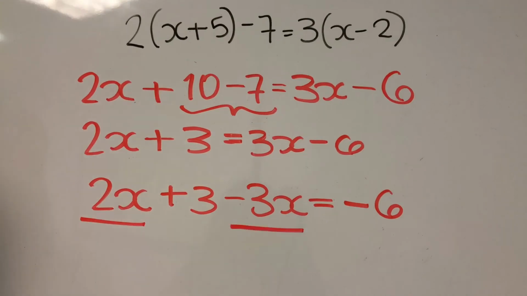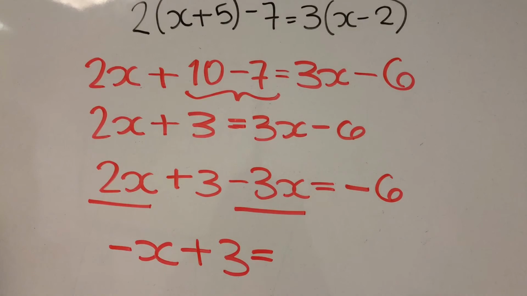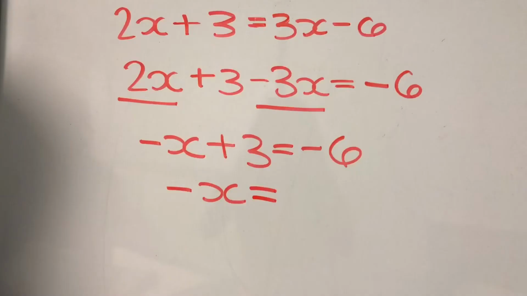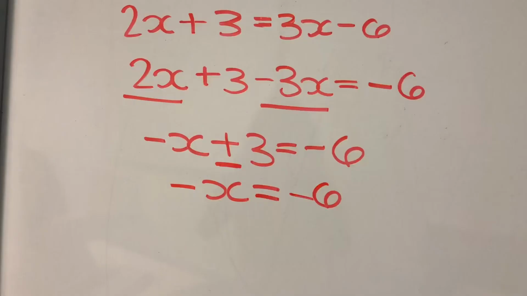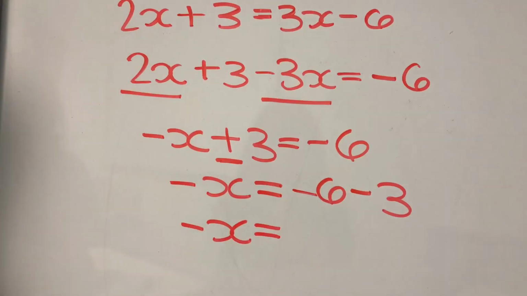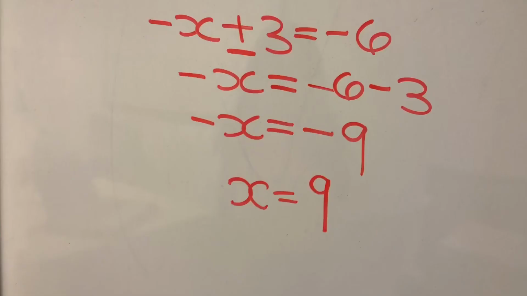You will subtract 2x minus 3x, which will give you -x. Then you're gonna pass the 3 to the other side and with the opposite sign. We're gonna divide -x by -9 and that will give you x equals 9.